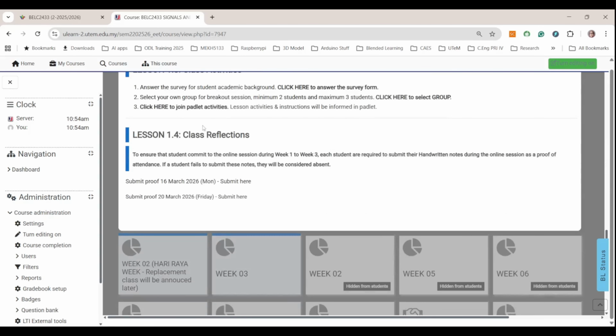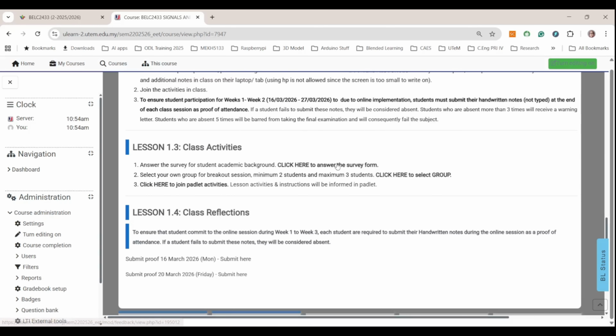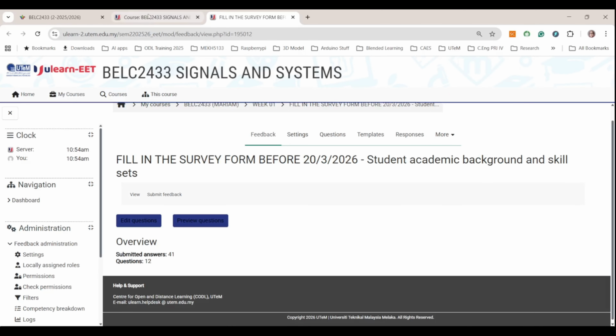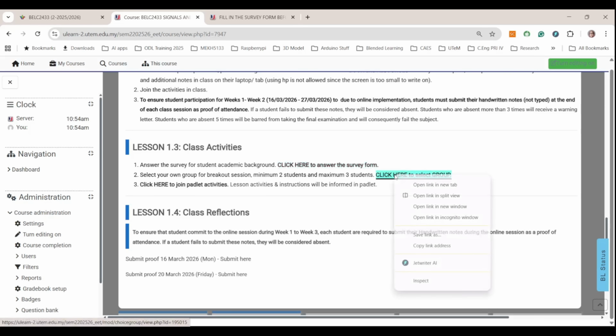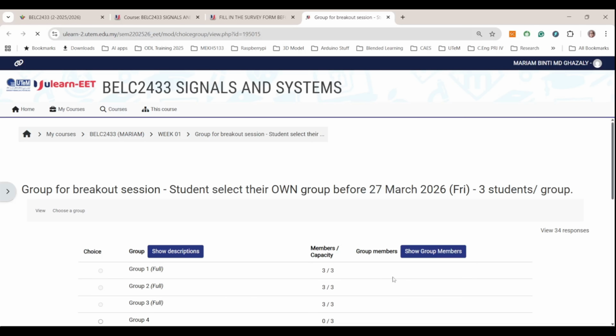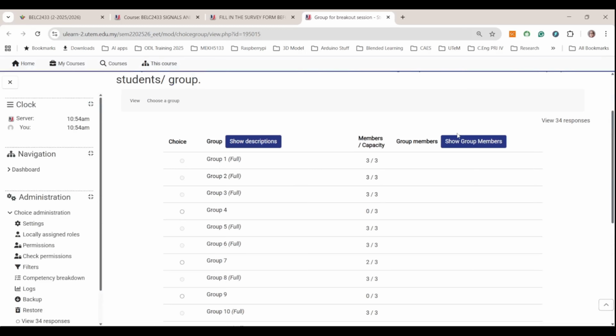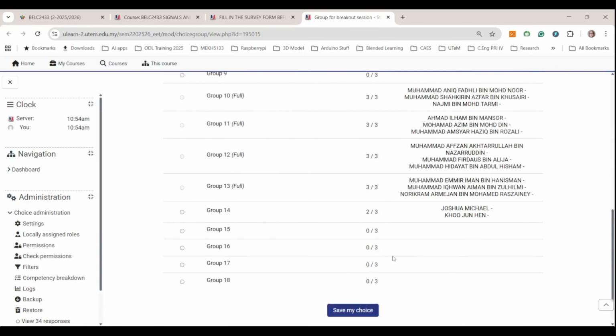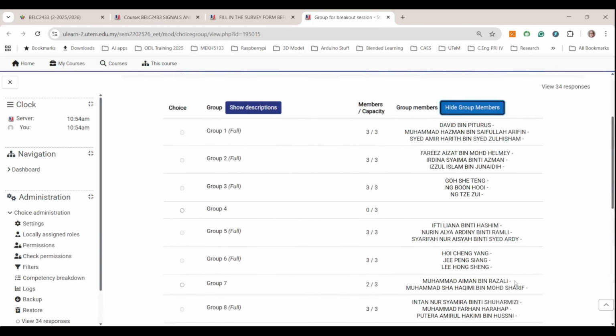Go down here. Don't forget to answer the survey form. Survey form, please answer. How many students have answered already? Only 51 students. So we have 60 students; 20 more students didn't answer the survey. And then go to select the grouping. You can select your own group, 2 to 3 students. There are lots of groups still empty. And then lastly is that Padlet just now.